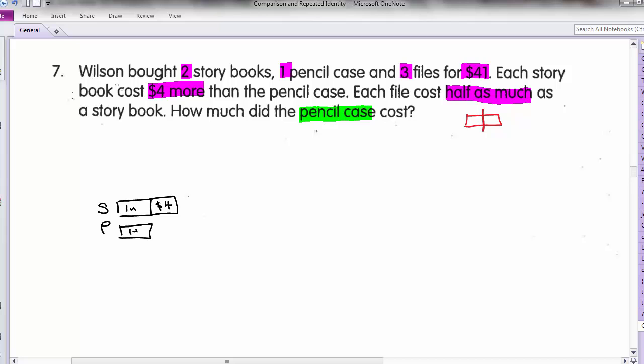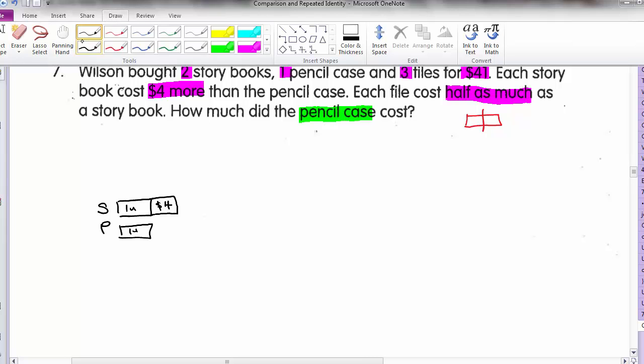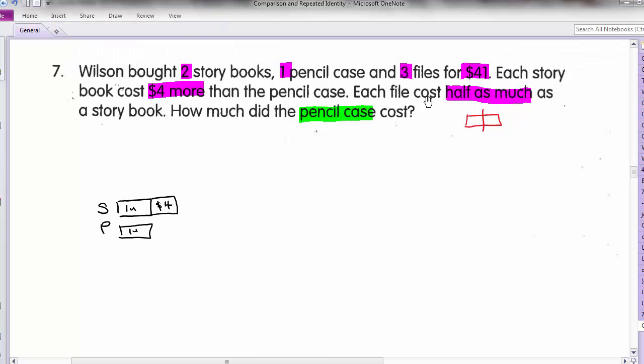Now then, let's look at the next statement. This is the tricky part here. Each file costs half as a storybook. So this is my storybook. My file costs half of this. How do I draw this? Now how do I have half of 1 unit? I can't, right? In a way, what I'm trying to do is divide this into half. Divide this by 2.